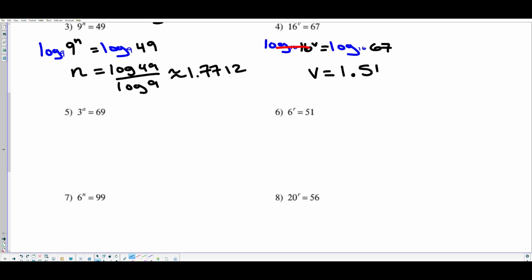1.5165, and that is approximately equal to. I know I wrote equal, but that's approximate.